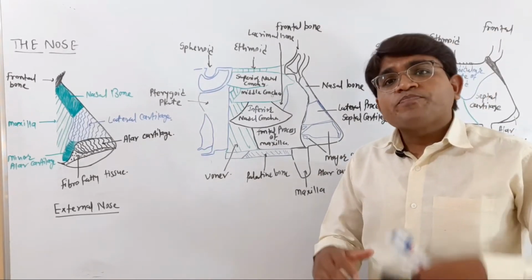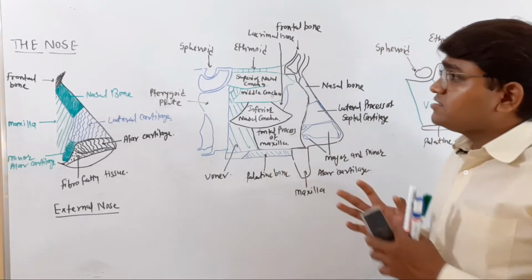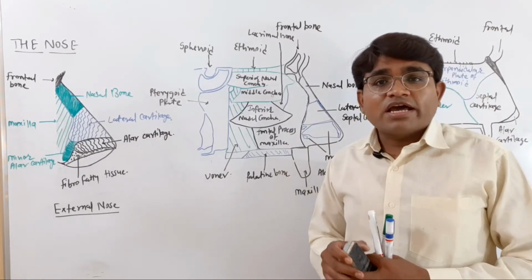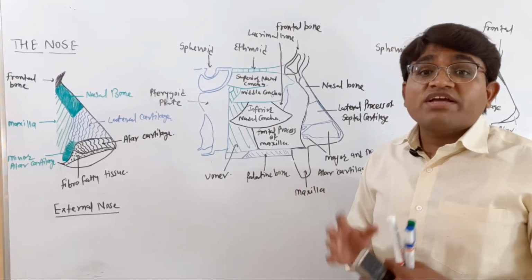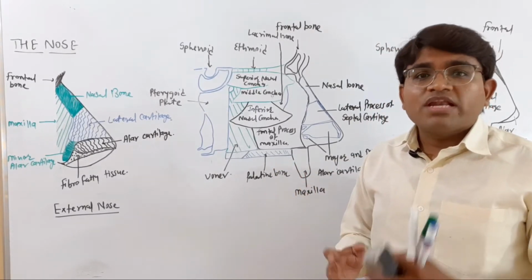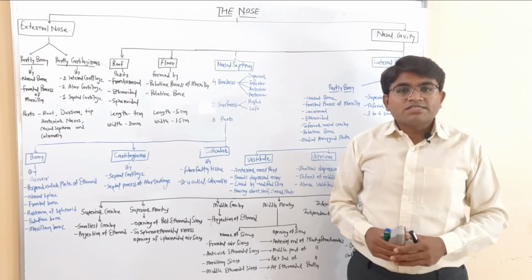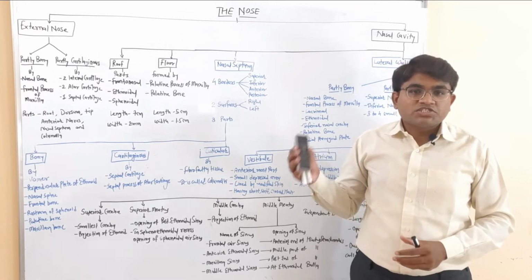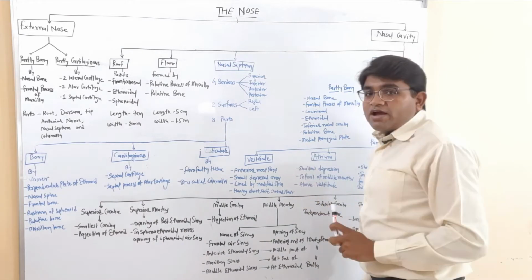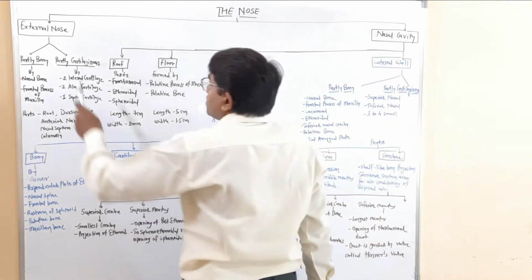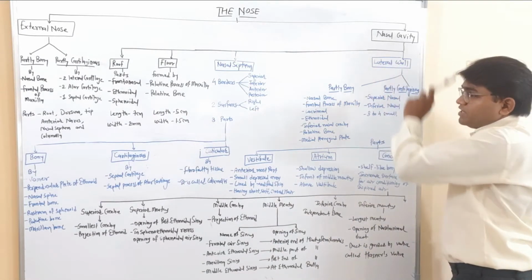The rest of the theory of the nasal cavity and the external nose we will discuss in chart form. So let me start. Now we will discuss the anatomy of the nose by this chart. The nose is divided into two main parts, the external nose and the nasal cavity.